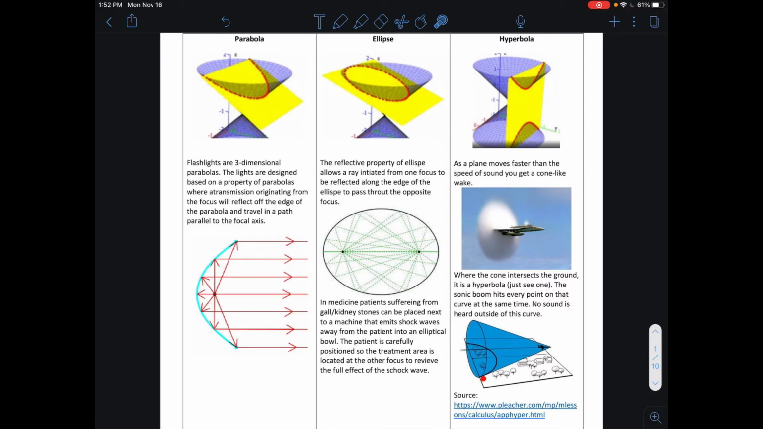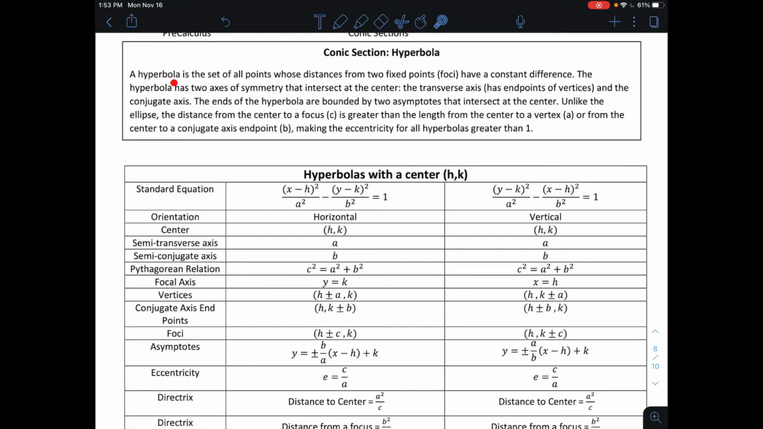is pretty interesting. If you were technically standing very close, you could have two people standing next to each other. One could hear the boom and one could not, based on where they were located relative to that hyperbola. So a hyperbola is the set of all points whose distances from the two fixed points, called the foci, have a constant difference.